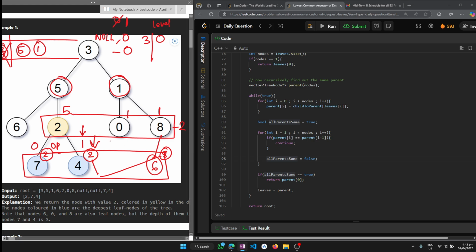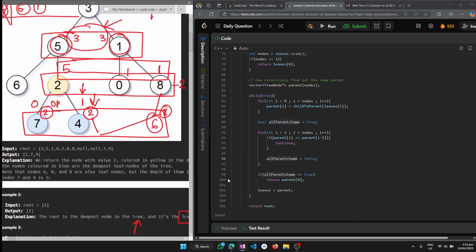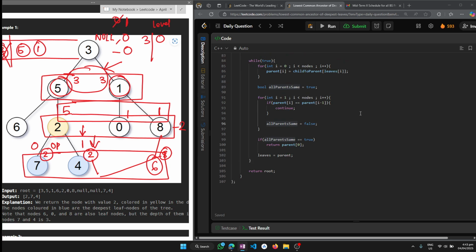I'm going to say, okay, make these the leaves. Now I'm going to do the processing for these two. The parent of 5 is 3, the parent of 1 is also 3. At this point, I'm going to return the parent because all parents are the same right now. So this is how we basically solve this question.